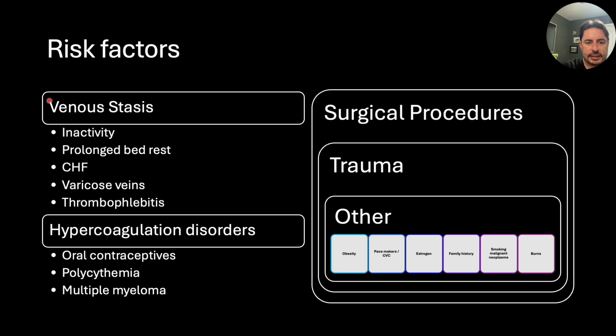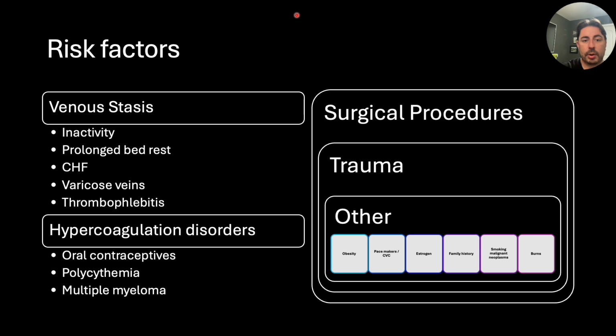We have venous stasis, we have hypercoagulability disorders or hypercoagulation disorders, surgical procedures, trauma, and others. So when we break this down and we look at venous stasis, we're talking about inactivity or patients that have prolonged bed rest. This is somebody that has a potential to get a pulmonary embolism from laying in the bed when it comes to being mechanically ventilated, right? We already talked about the risk that's associated with pneumonia, but now we have additional risk factors when it comes to patients that remain in the bed or are immobilized for prolonged periods of time.